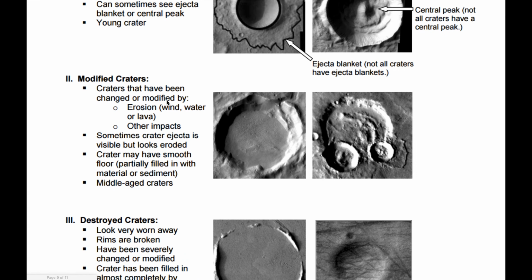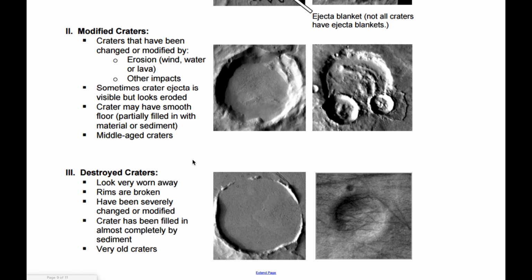The next type of crater is a modified crater. They've been changed or modified maybe by wind or water or lava. Maybe they've been cross-cut by other impacts. Their edges aren't as nice and sharp as a preserved crater, and they may be partially filled in. Finally, you can have a destroyed crater. These ones are almost completely gone. The edges are often filled in, the centers are filled in, and sometimes you can barely tell they're there.